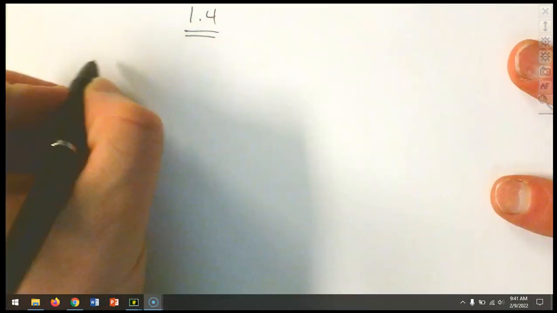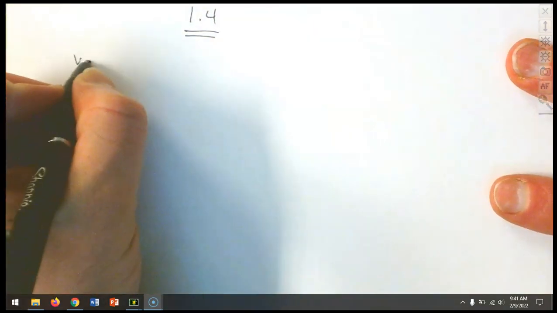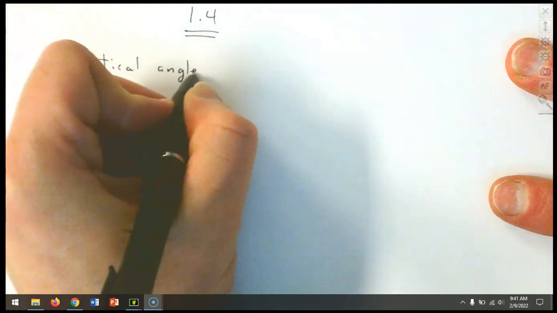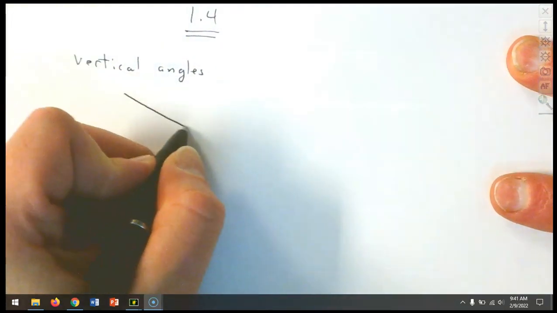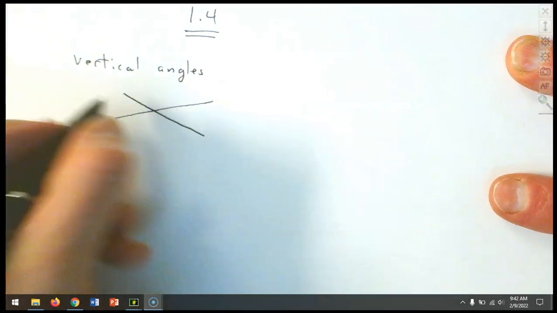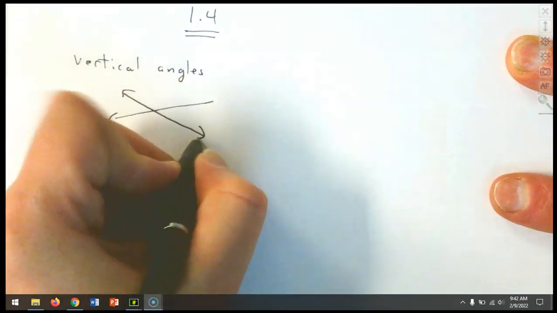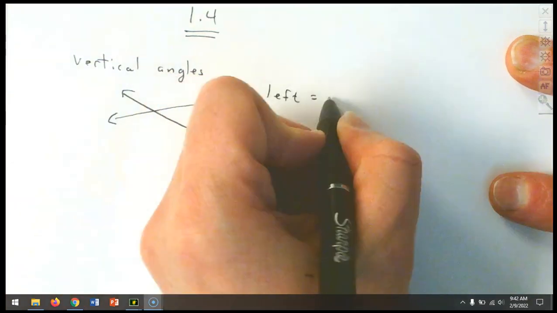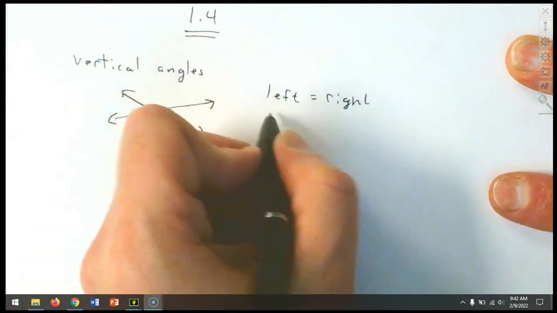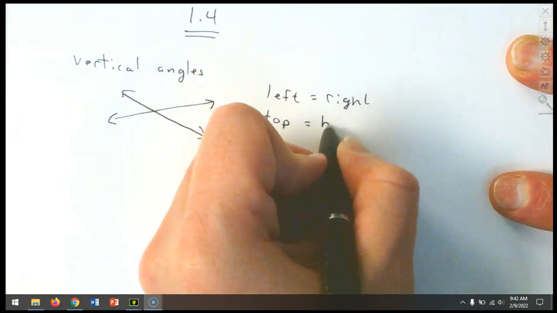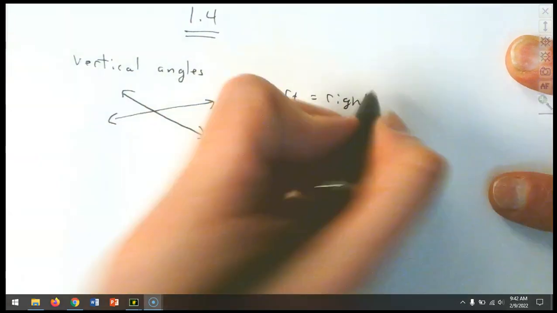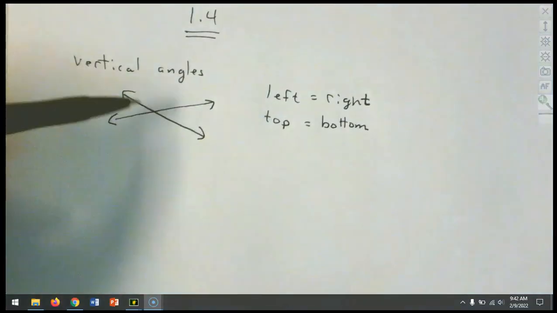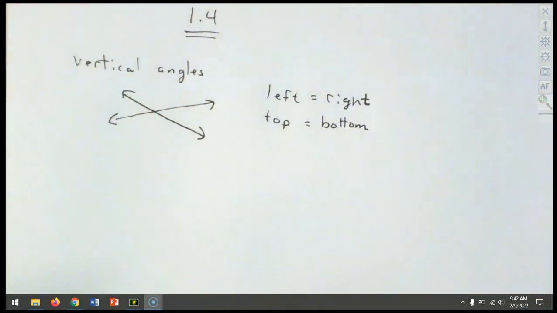So let's look at the different types. We have what are called vertical angles. In vertical angles, they form an X, just like this. And the left equals the right, and the top angle equals the bottom angle. So when we look at a vertical angle, they're going to make an X. The top equals the bottom, left equals the right.